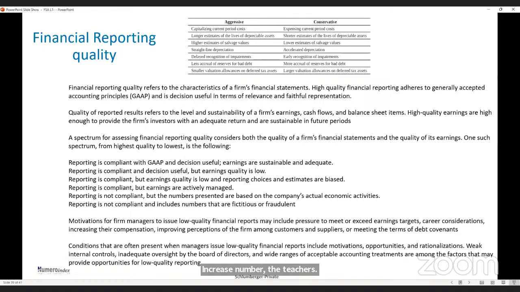So why do we have low quality financial reports? Major reason: one, if there is pressure to meet earnings targets.